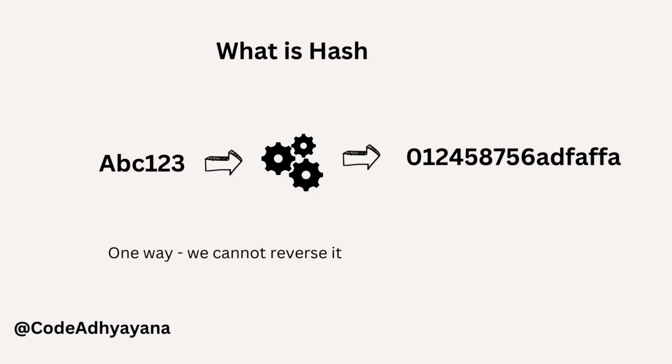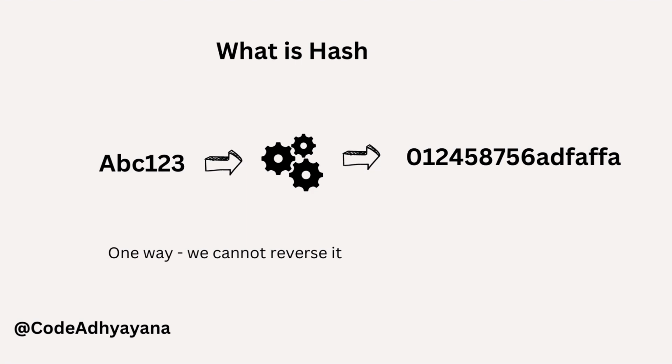In this example I'm passing ABC 1 to 3 as an input to the hash and it's generating some hash value. For the demo I have just given some random numbers and characters. And the beauty of this hash is that it is one way, or one directional. That means if I pass the same input, I'll get the same hash value. However, looking at the output hash, I cannot predict what the input is.